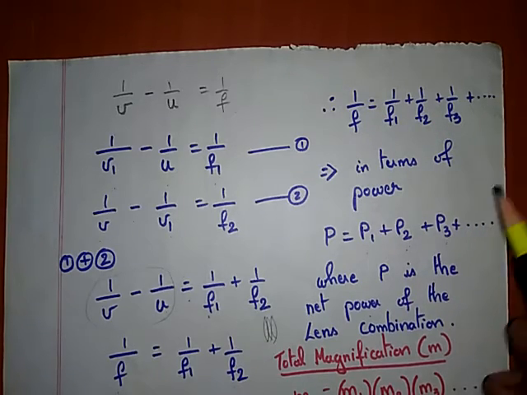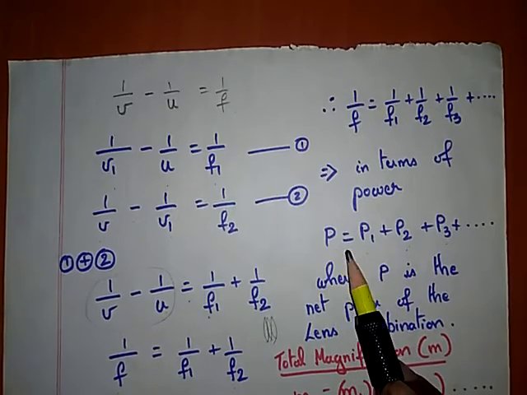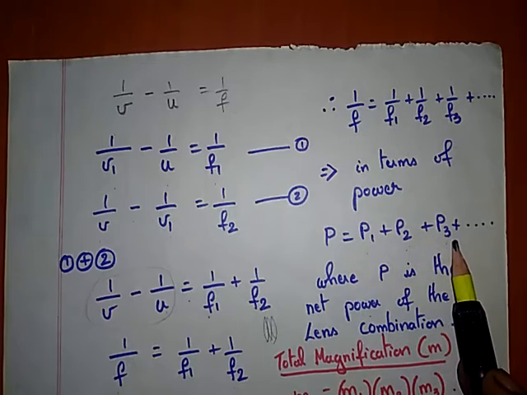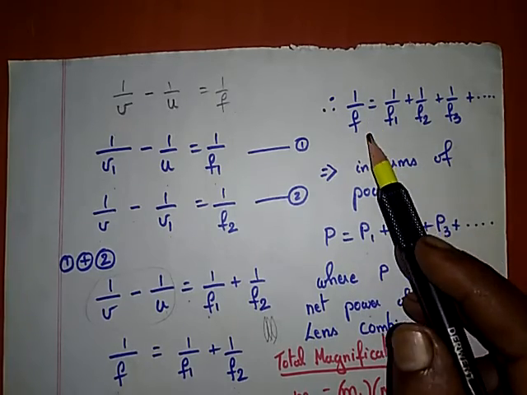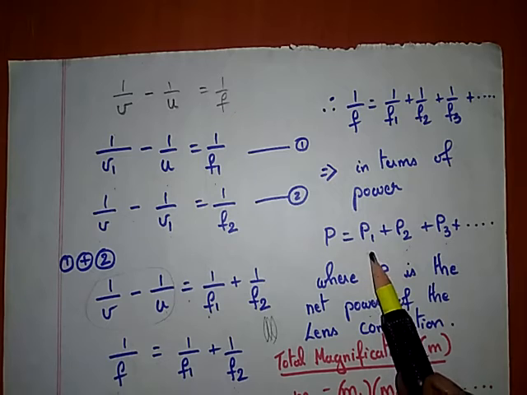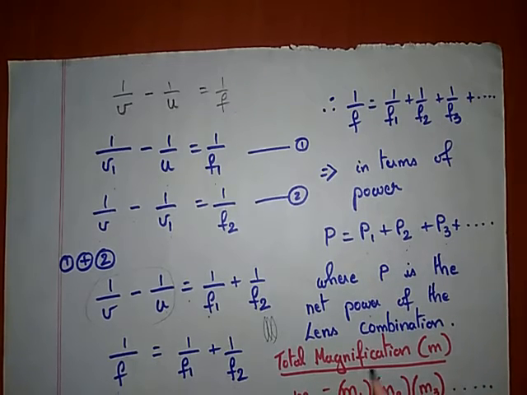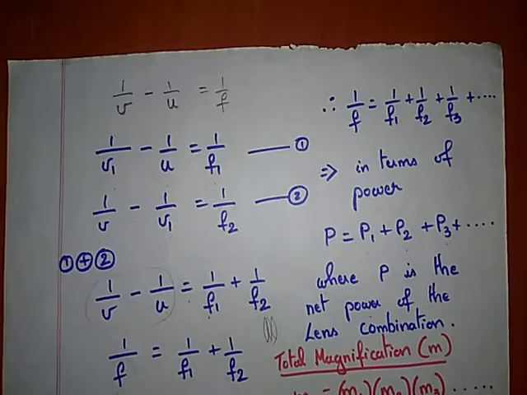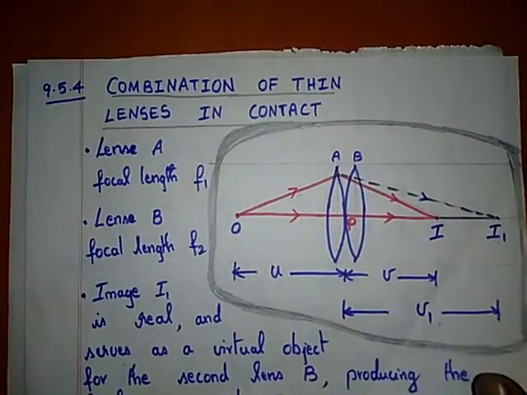and if you have n number of lenses you have to keep on adding this value. In terms of power, P is equal to P1 plus P2 plus P3 and keeps on going, because 1 by F is P and 1 by F1 is P1 like that. In terms of magnification, total magnification M is equal to M1 multiplied by M2 multiplied by M3 and keeps on going. So product of M1, M2, M3 goes up to n terms. So that's all about combination of thin lenses in contact.